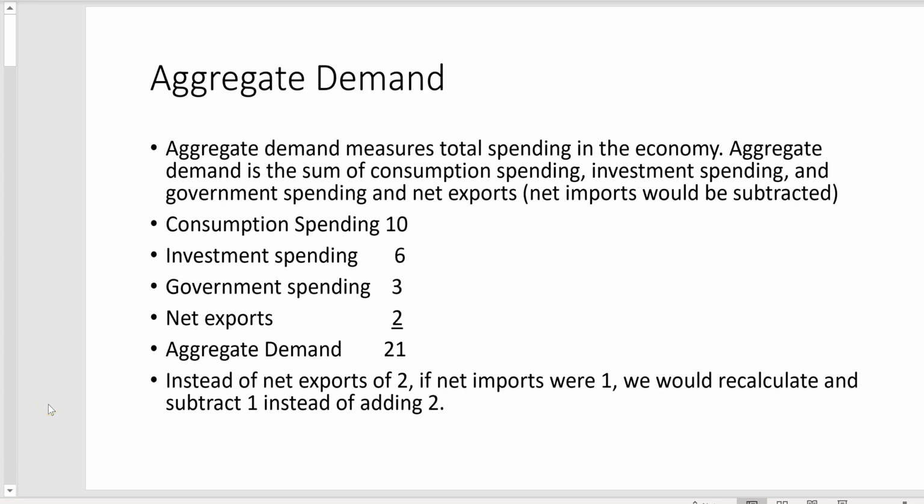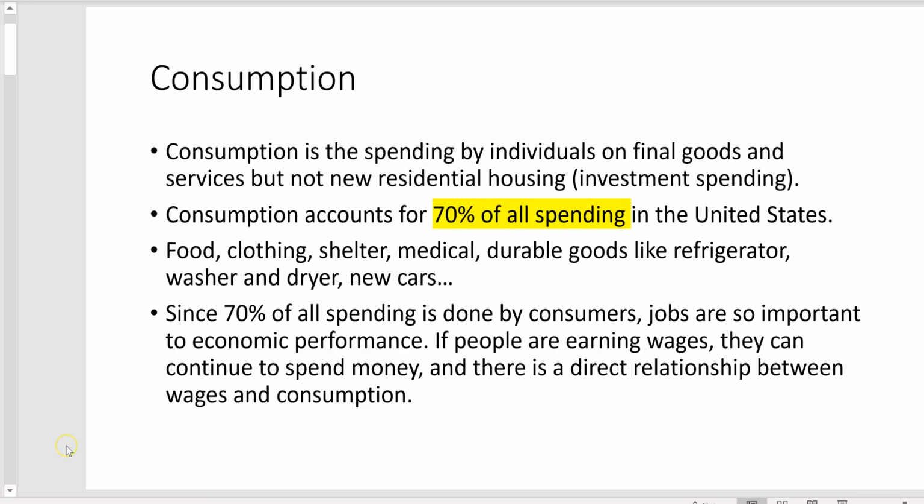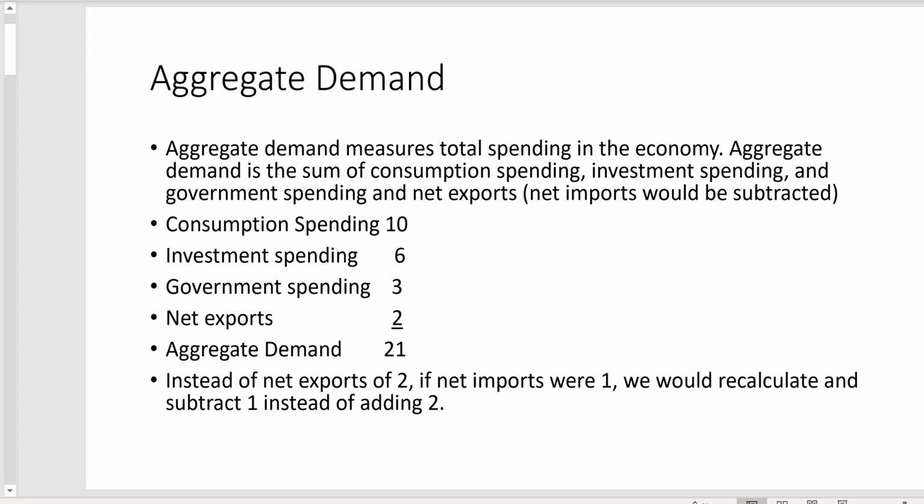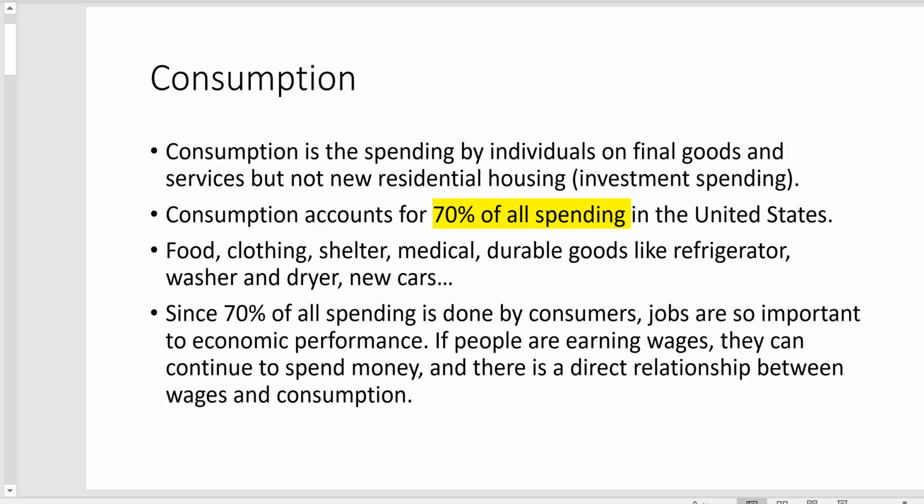The other items that make up aggregate demand, we're going to take a look at one at a time, starting with the most important, consumption spending. Consumption is the spending by individuals on final goods and services, but not new residential housing, because that's considered investment spending. Remember, investment spending is one component and consumption is a different component. So consumption is the spending by individuals, but it doesn't include new residential housing. They could ask you that on the exam because new residential housing is included as investment spending.